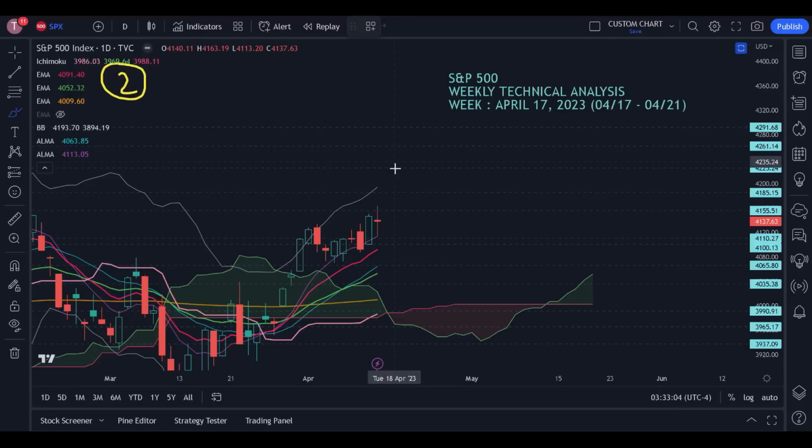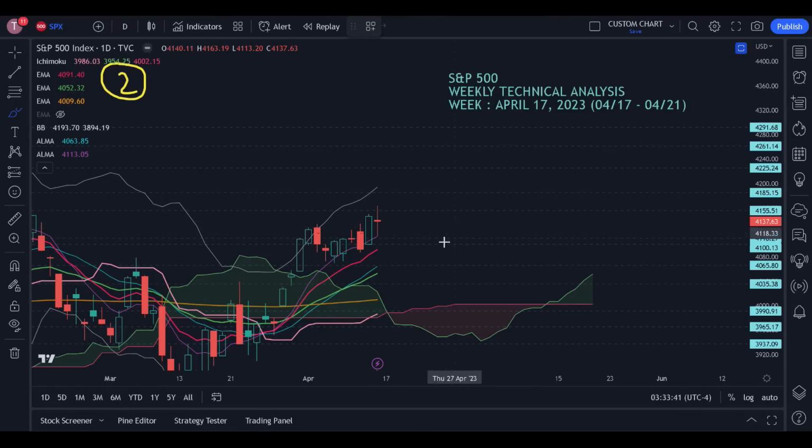For those who are new to my channel, whatever support and resistance levels I tell you, I have calculated myself. These are not the standard pivot levels or any other support and resistance levels. That is why you will see that the accuracy of these levels is very high.